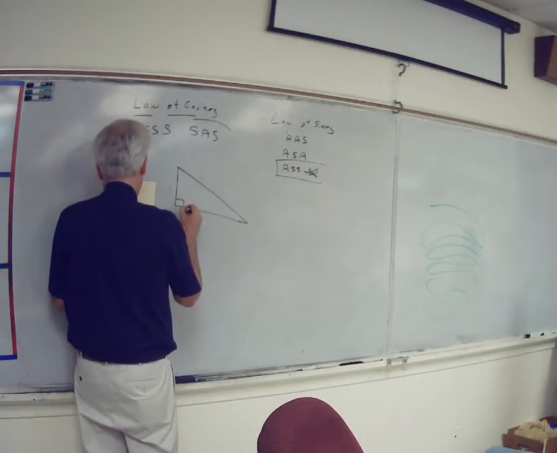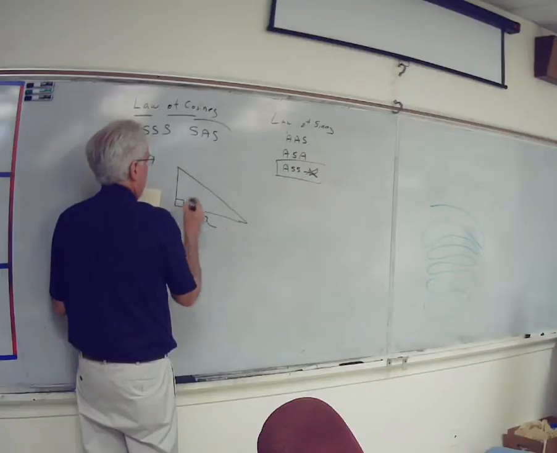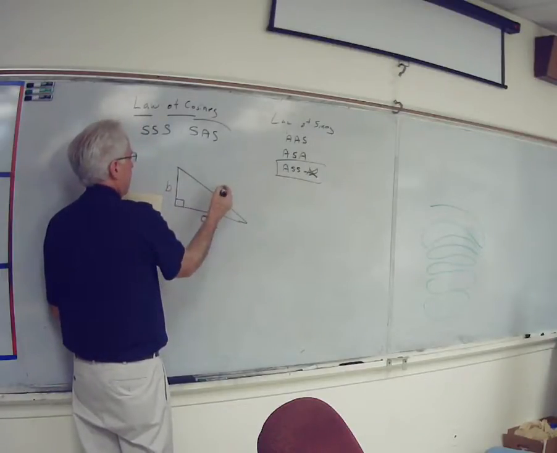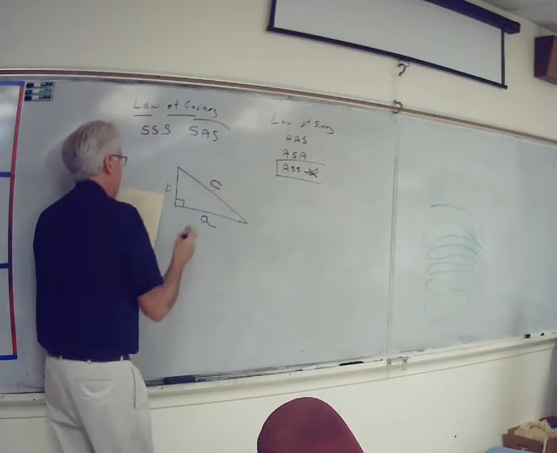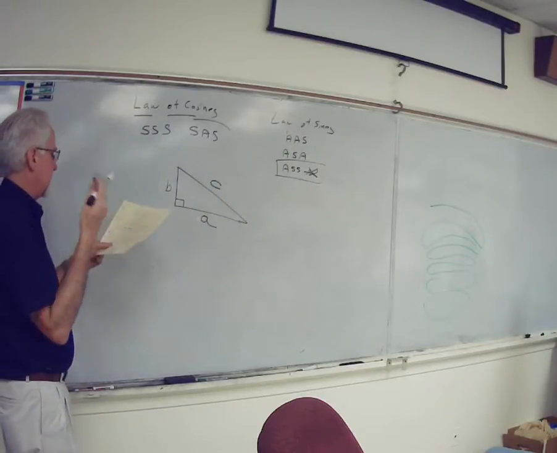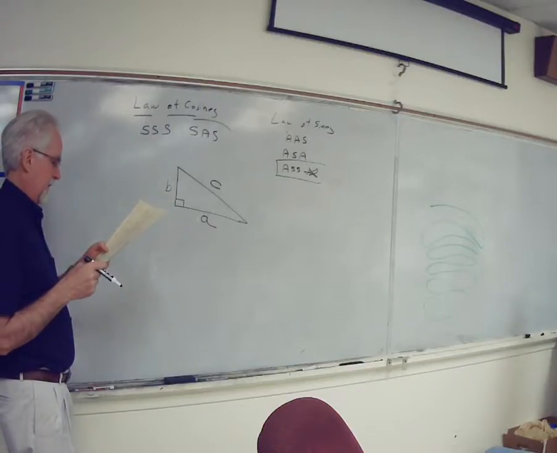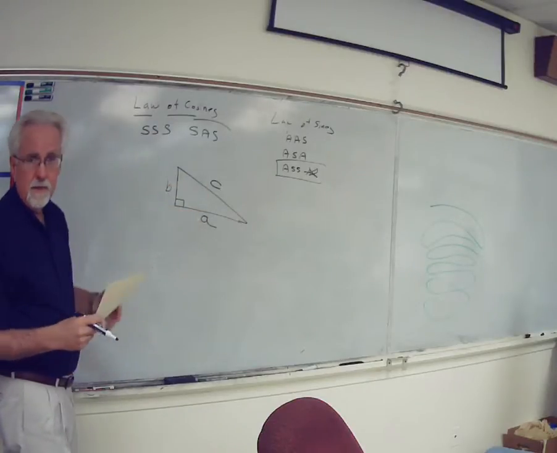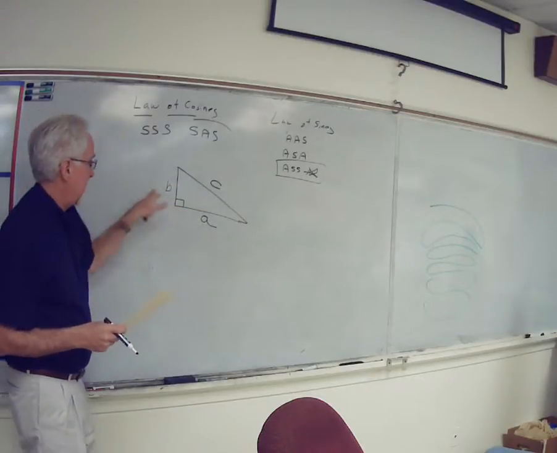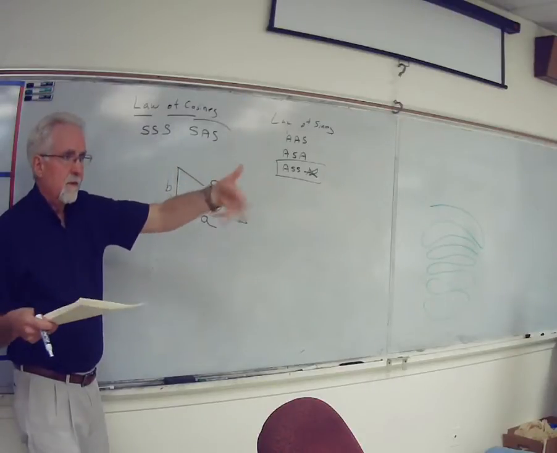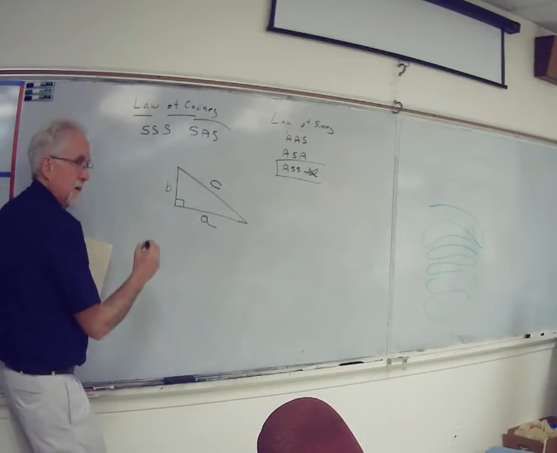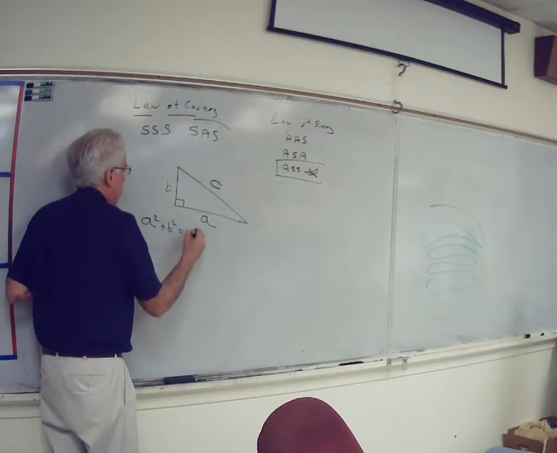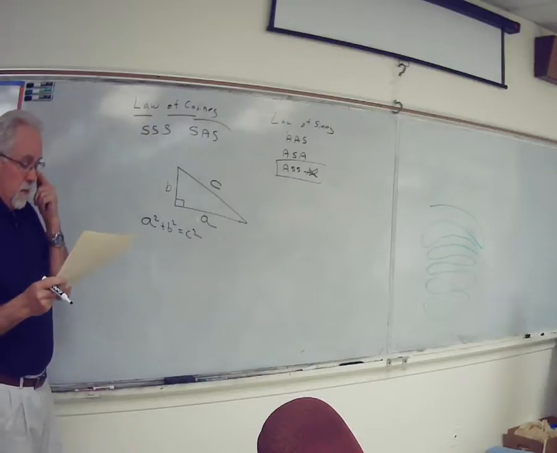I've got this triangle. I would label this A, this B, and this C. What do I know if I just see this? It's a right triangle, and what would you say about A, B, and C? A squared plus B squared equals C squared, right? That's something you know really well.